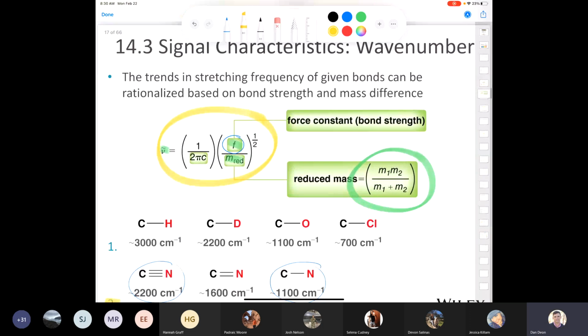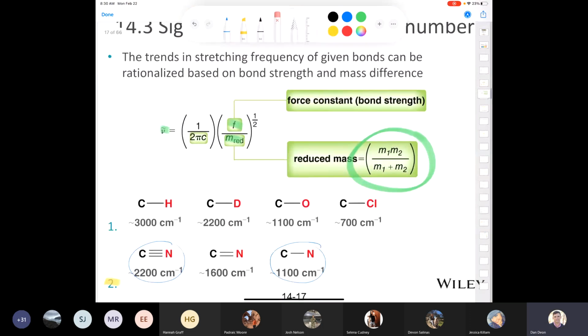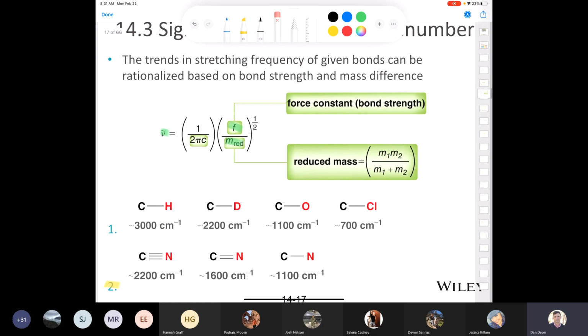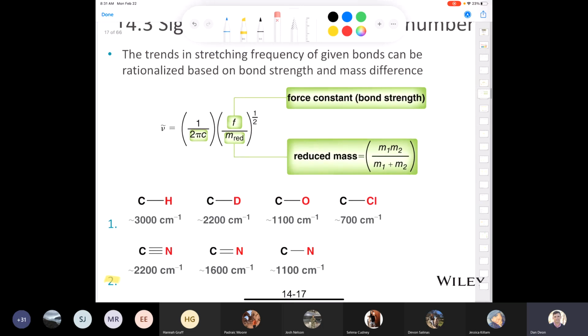All right, so if we get into it here, you can see I have some other things scribbled on here. I'll delete those. Okay, so it says the trends in stretching frequency of given bonds can be rationalized based on bond strength and bond mass difference. So we're still talking about the same thing. If we look at number one here, we have a carbon-hydrogen bond, a carbon-deuterium bond, a carbon-oxygen bond, and a carbon-chlorine bond. Or sorry, these are all bonds to carbon.